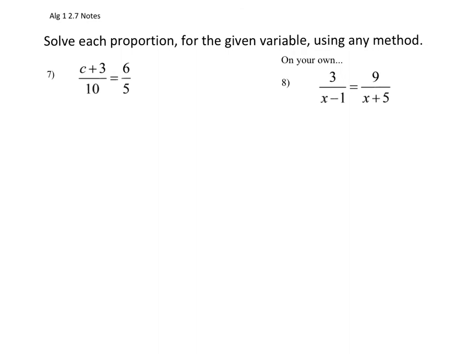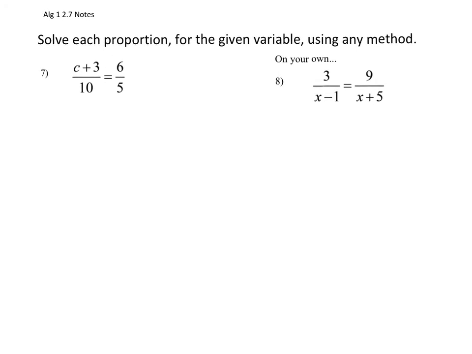Alright, our instructions for number 7 say to solve each proportion for the given variable using any method. Now, we are familiar with the cross product property, and so I think that we would probably find that to be the most useful in this situation. So we're going to multiply c plus 3 times 5. And then we're going to have 10 times 6.